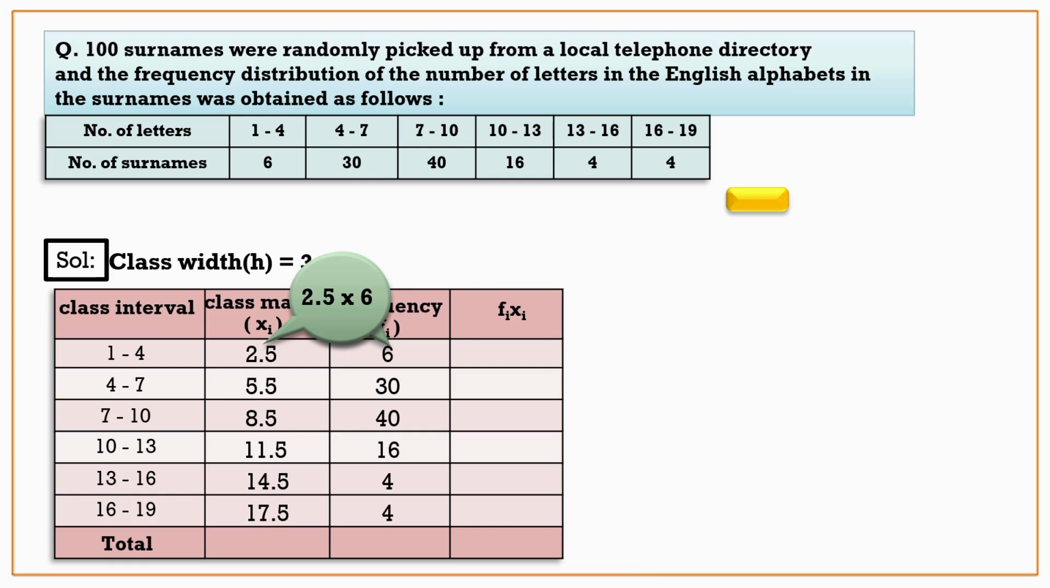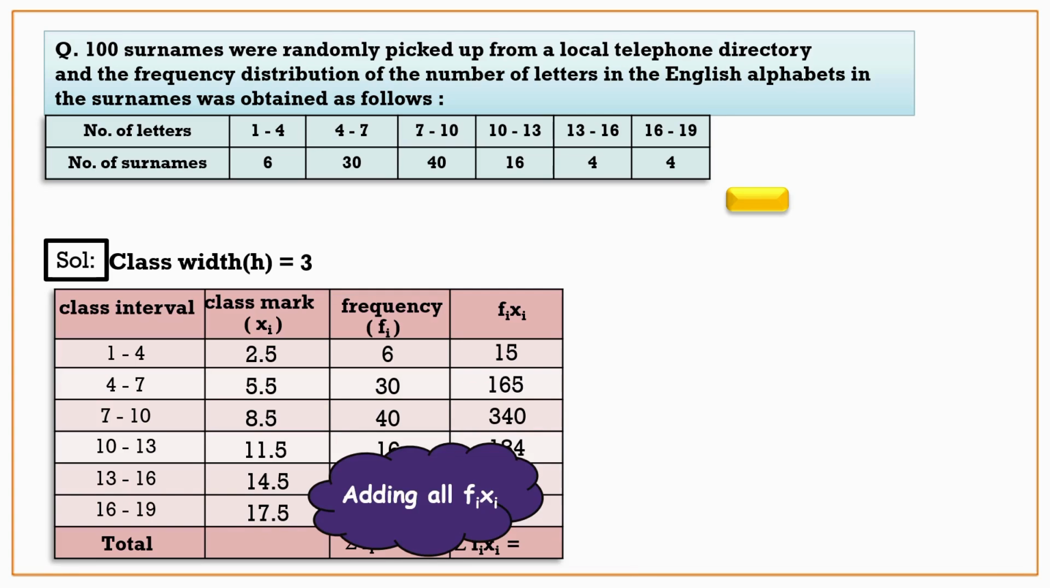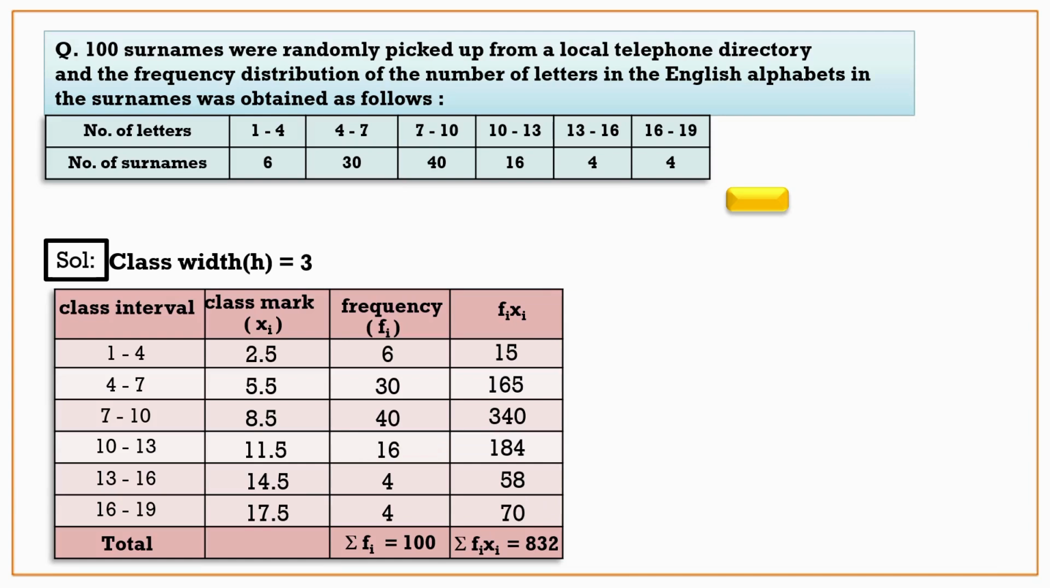Now we need to find out the fi xi. So fi xi is xi into fi. Just multiply and we will get the fi xi. Now finally we need to do the summation of fi, that is adding all the fi. So we got the summation of fi as 100. Now we need to do the summation of fi xi, adding all the fi xi. So we got 832.